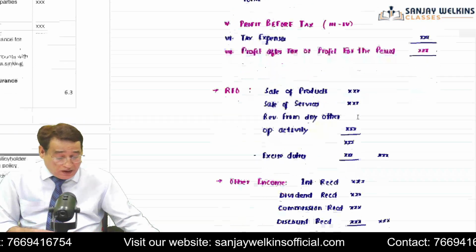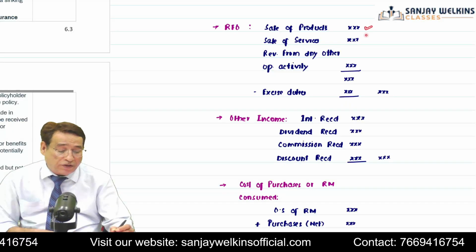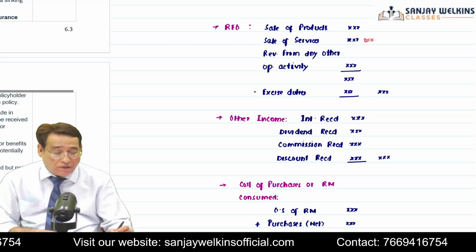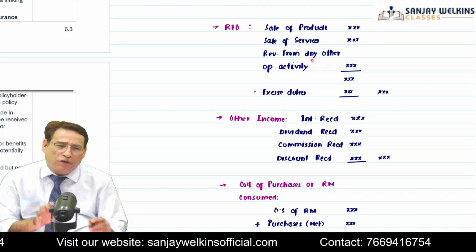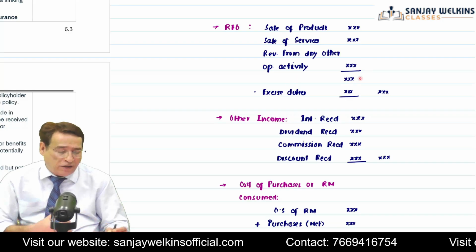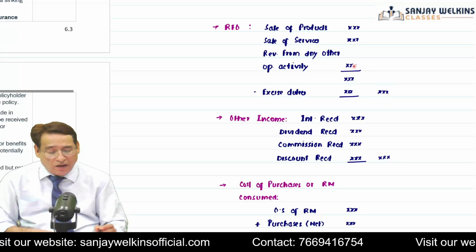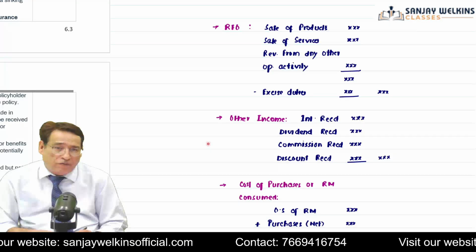Now, as I told you, as far as revenue from operation is concerned, whatever sale of product is there, whatever sale of services is there, or revenue from any other operating activity, we will include it. However, if we have paid any duties or taxes, etc., we will have to subtract the same. Is it clear to you? Then we will get the revenue from operation.